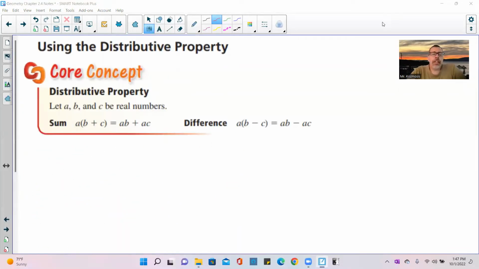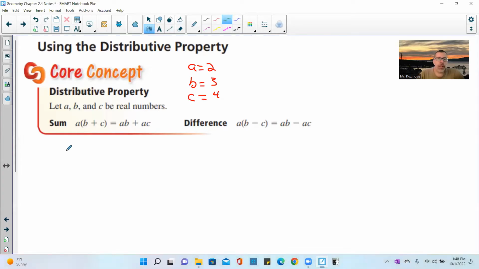Okay, so now we're going to look at the distributive property. The core concept of the distributive property is that A, B, and C are real numbers. The sum A times the quantity B plus C equals AB plus AC. So let's talk about that for a second. So let A equal 2. Let B equal 3. Let C equal 4.